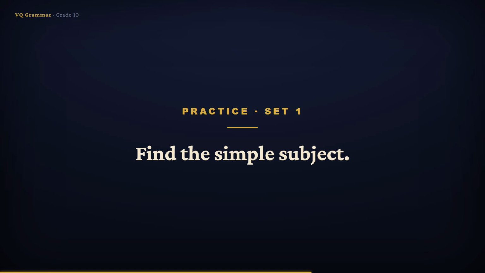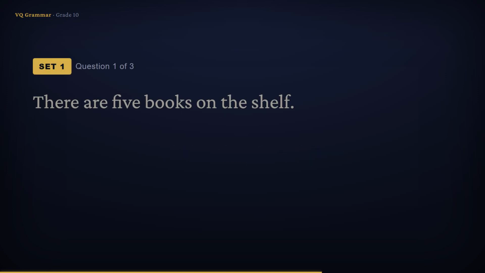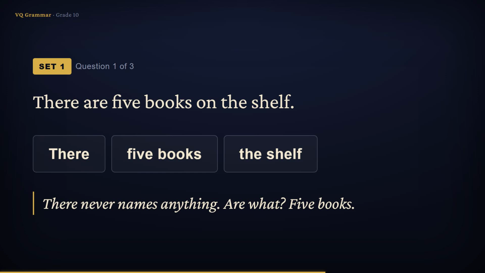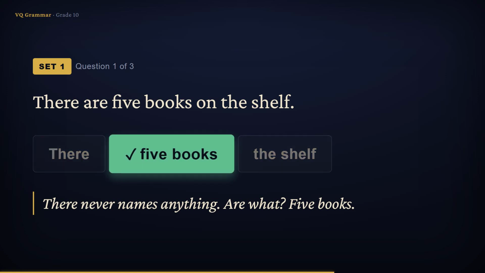Ready to practice? In this first set, every sentence is in inverted order. Find the verb, ask who or what, and pick the true subject. Pause the video and decide before I reveal each answer. There are 5 books on the shelf. Remember the trap. There can never be the subject. So find the verb, which is are, and then ask, are what? 5 books. So the subject is 5 books.